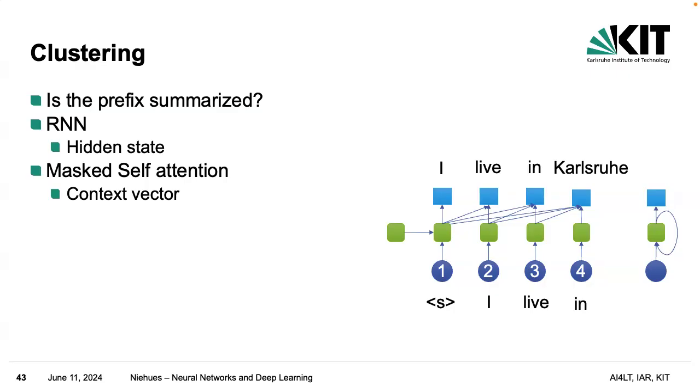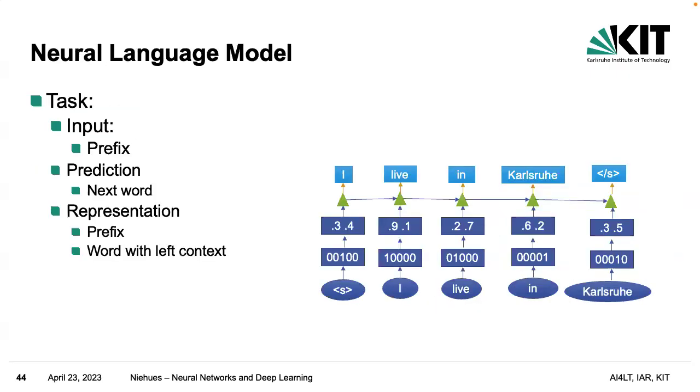So this type of neural language model is like a prediction task. So we do self-supervised learning based on the full prefix as we have here. And that means what is really interesting is we are learning here a good representation for the prefix, or for this word in the left context.